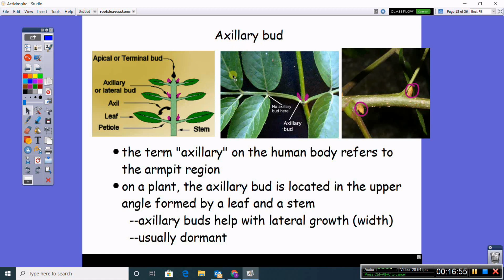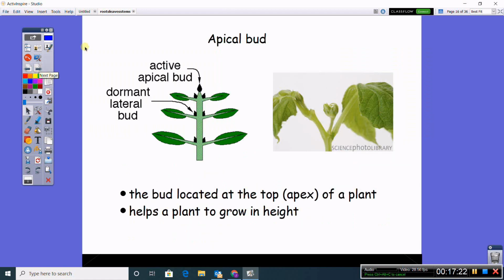And a leaf may have many leaflets like you see here. Look in this picture, axillary bud, axillary bud, axillary bud, axillary bud. You're not going to find an axillary bud here because these are not leaves, these are leaflets. So this is a compound leaf. Axillary buds are usually dormant, which means they're not usually active. We've got to do something to the plant to get them to be active. So that's what we're going to go into.